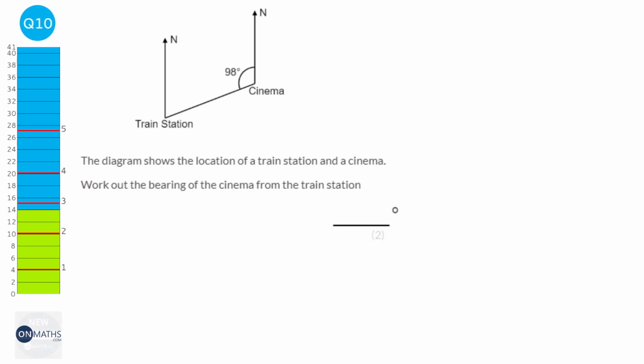So the question asks us to work out the bearing of the cinema from the train station. So from the train station means we're at the train station and we're looking at the bearing, which is always from north going clockwise, of the cinema. So it's this one here.